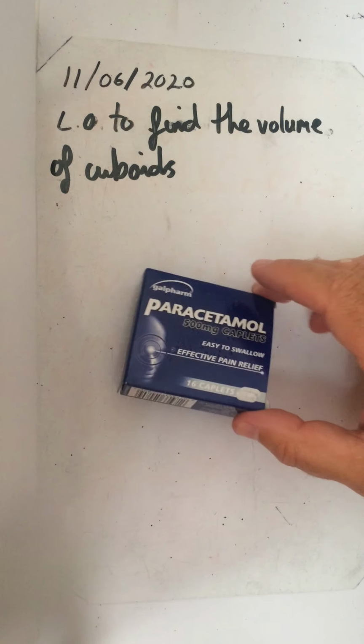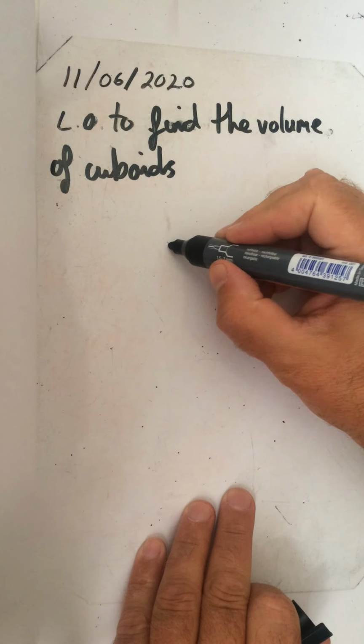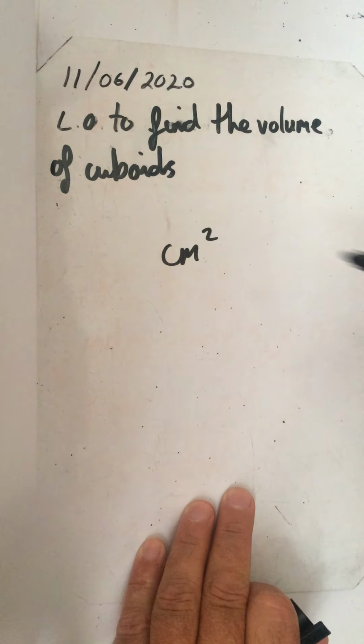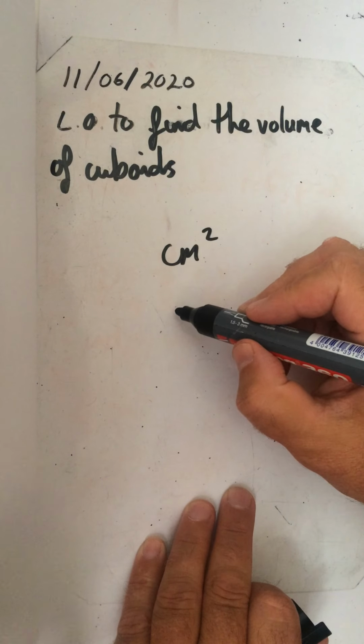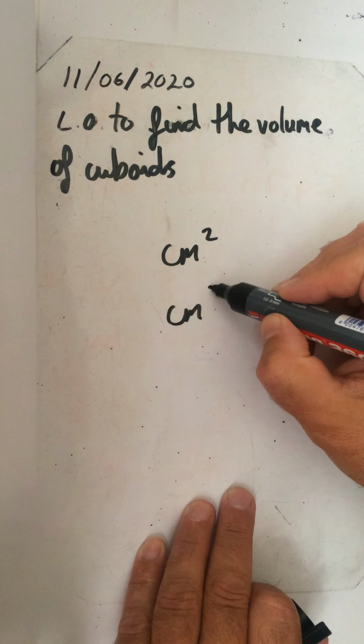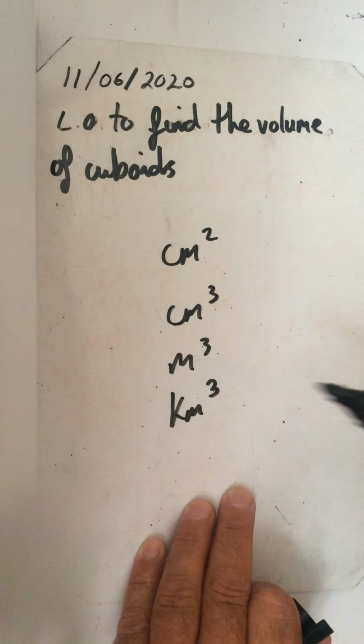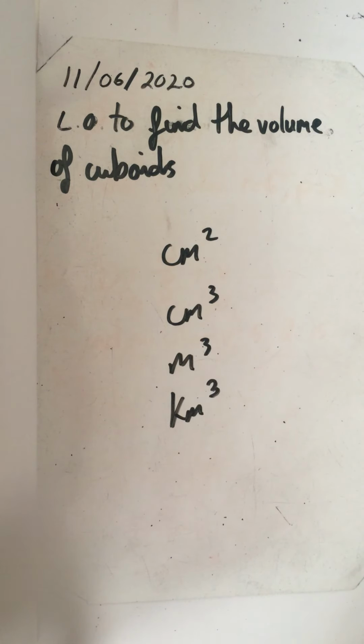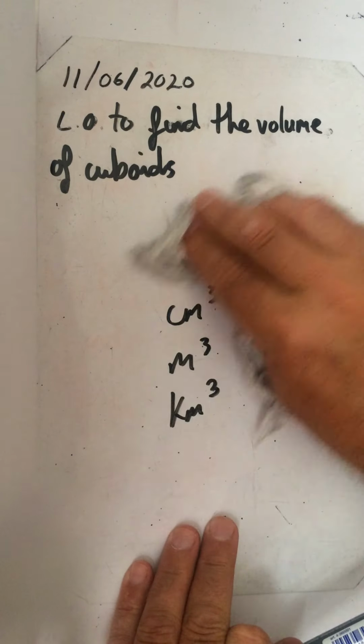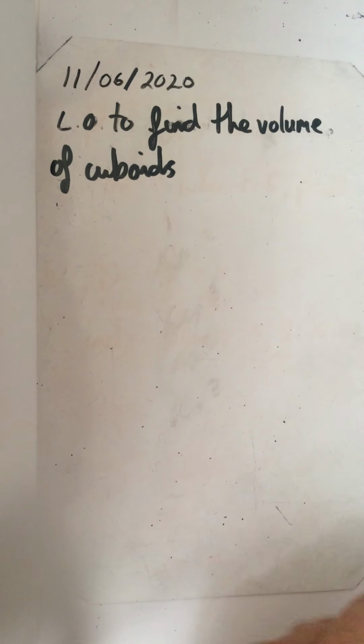Just while I remember, in case I forget later, when we did area, we always put the answer in centimeters squared, didn't we? But when it comes to volumes, we do centimeters cubed or meters cubed or even kilometers cubed. Okay, and we'll go into the reason behind that as we go through the lesson.